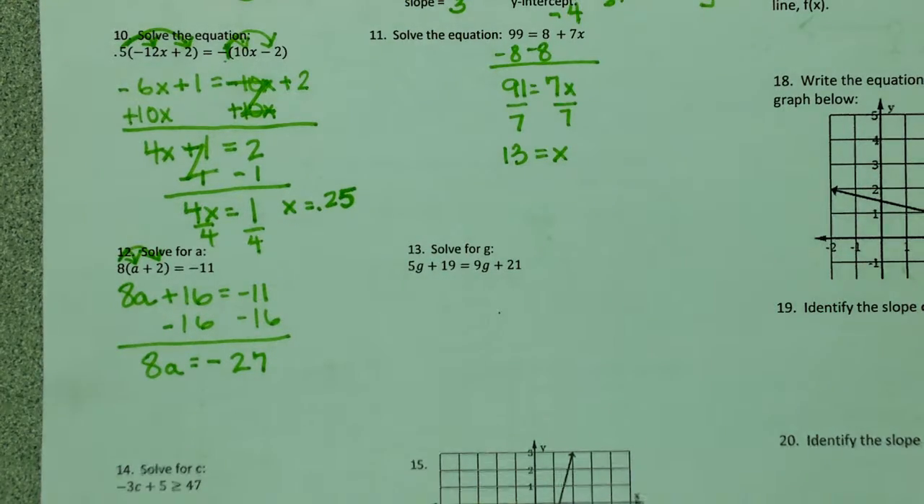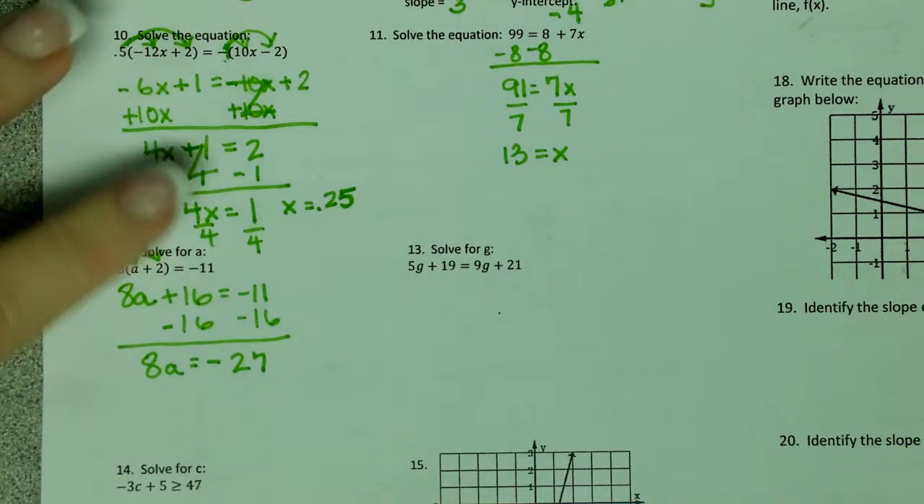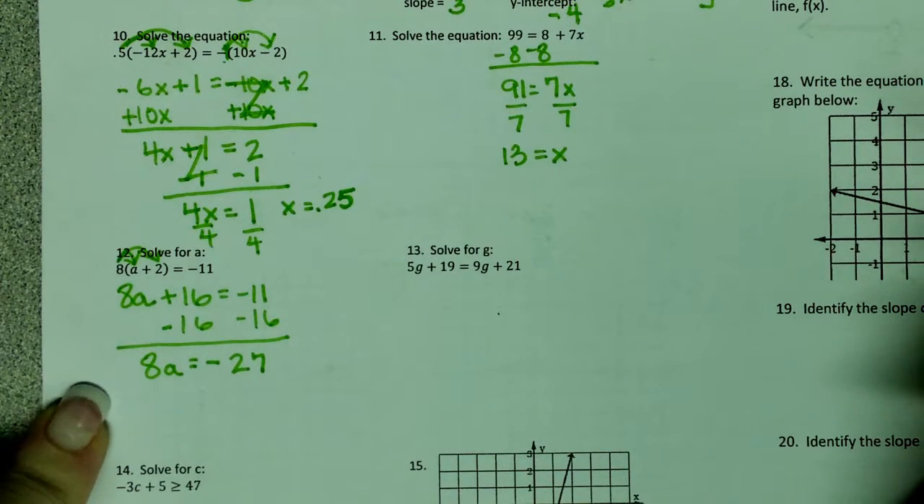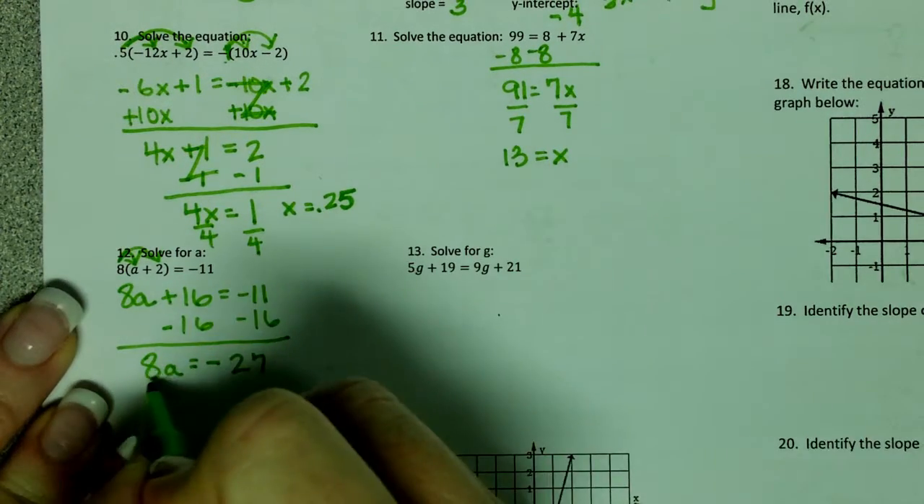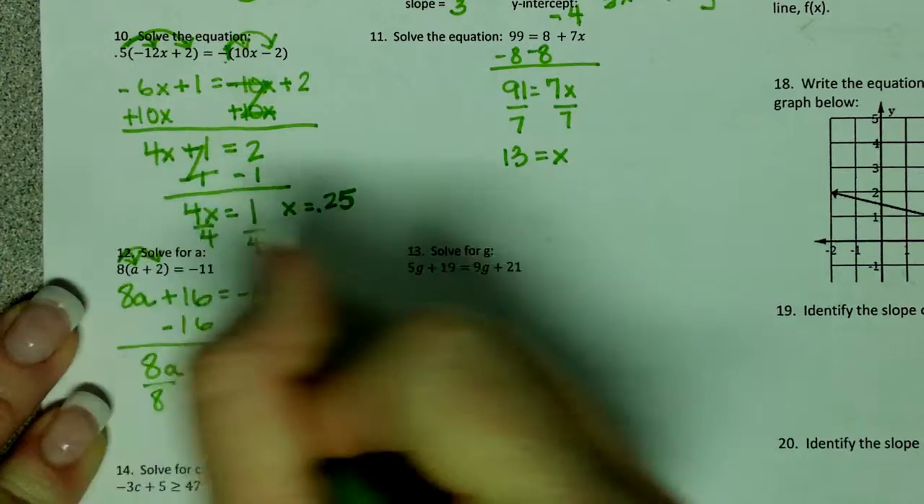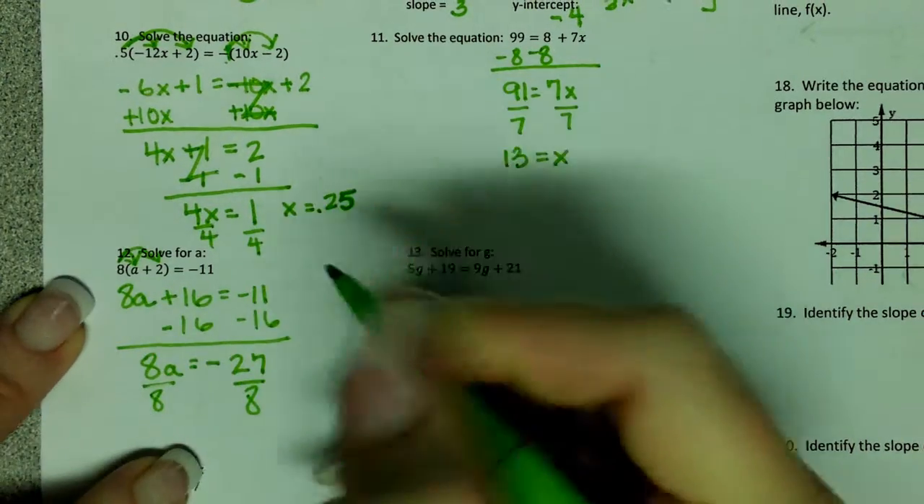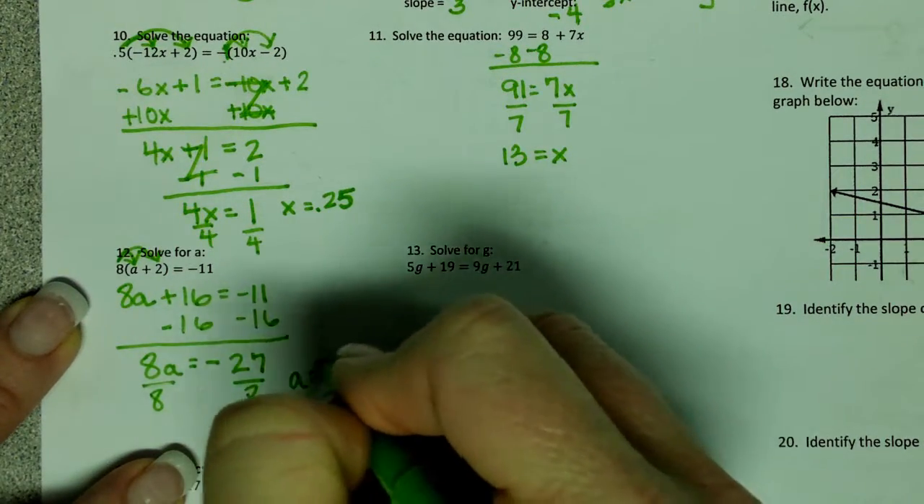Morgan can help you. Please help her, Morgan. Okay, now what? What am I doing? You divide. You're dividing everything by 8, and you're going to get that A equals negative.